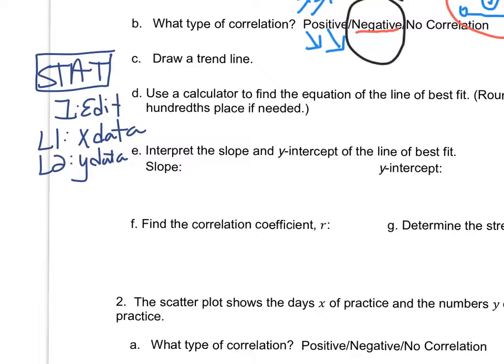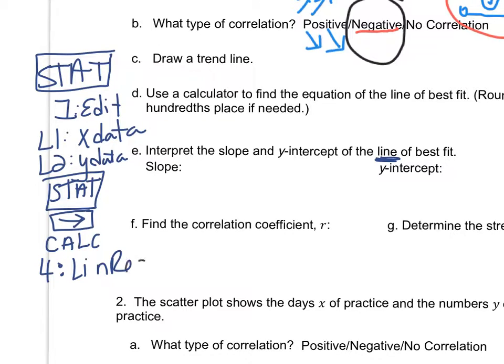Okay, so now that you've got all the data entered into the Stat Edit, you're going to go again and press the Stat key. And this time you're going to scroll over one, so you're going to press the arrow key over one to the word Calculate, or Calc. And that's going to bring up the Calc menu, and we are looking for a line of best fit. So notice we're looking for lines, so that's linear. So you're going to press 4, which is linear regression. So it's going to give us the line of best fit.